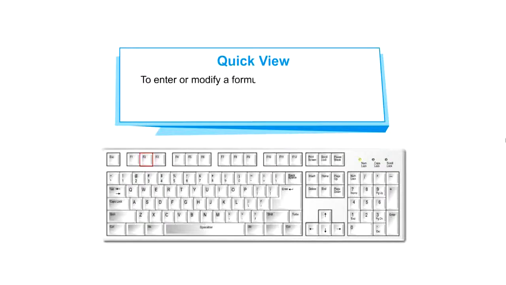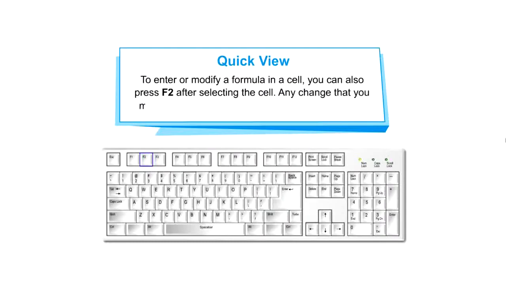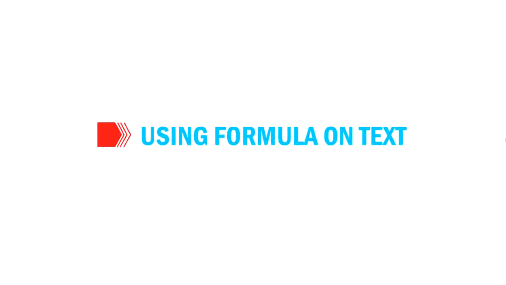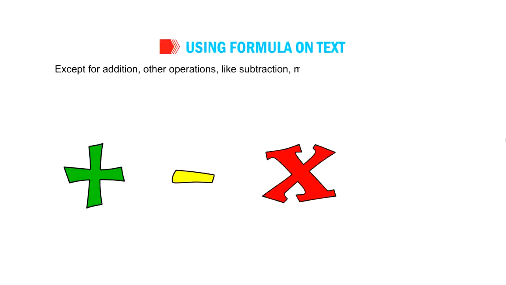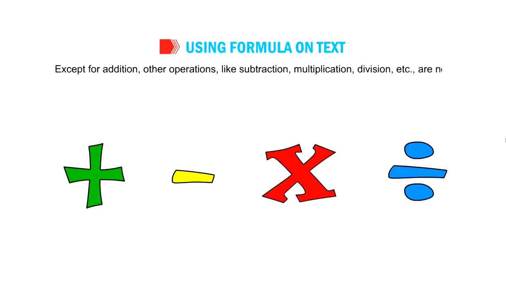Okay, students, to quickly enter or modify a formula in a cell, you can also press F2 after selecting the cell. Any change that you make in data will be reflected in the formula result. Now let us find out how to use formula on text. We can also perform addition on character and string data type. Except for addition, other operations like subtraction, multiplication, division, etc. are not allowed on the string data type.